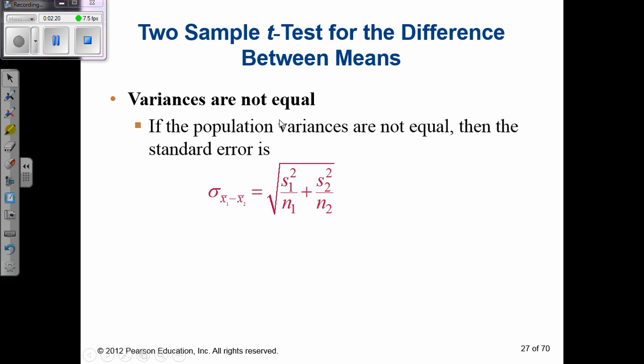If the variances are not equal, then the standard error is much easier. It's just the standard deviation of sample 1 squared over the sample size of sample 1, plus the standard deviation of sample 2 squared over the sample size of sample 2. The degrees of freedom then is the smaller of either sample size 1 minus 1 or sample size 2 minus 1, whichever one is smaller.